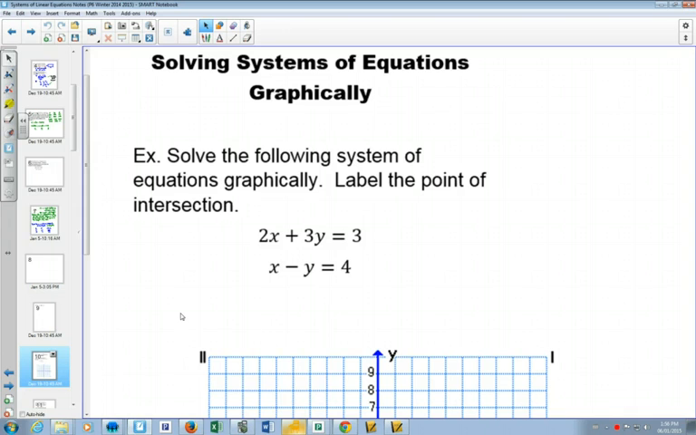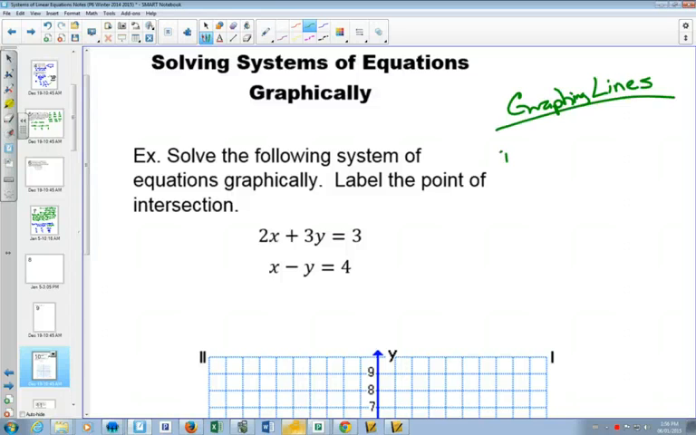So what we're going to do is review how to graph lines, because when you solve them graphically by hand, you have to know how to graph lines. So while you're writing this down, I want you to think of 3 different ways that you've learnt how to graph a line.